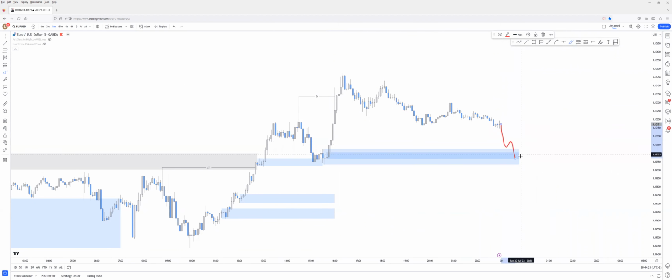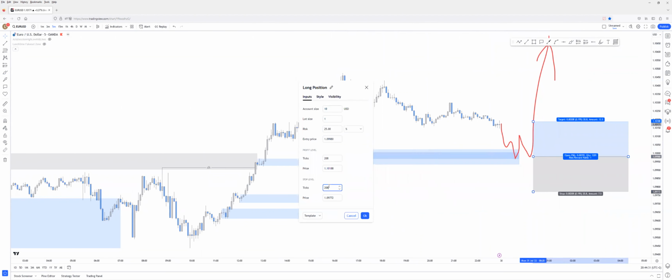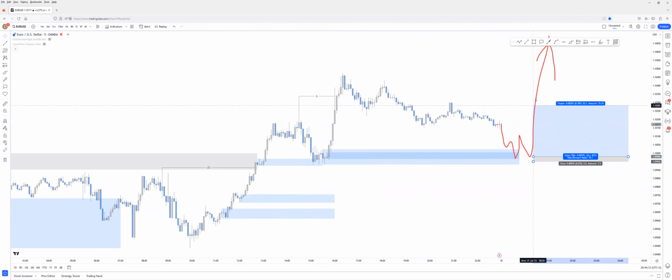And after 50% mitigation, we will have a nice confirmation and the long scenario to the upside, targeting this high point. If you can catch that long here, let me just check. With a 3 pip stop loss, I believe there will be a 10 risk reward ratio room, or even more. Yeah, 15, almost 17 risk reward ratio room is there to trade. So yeah, we will have a nice bullish scenario.